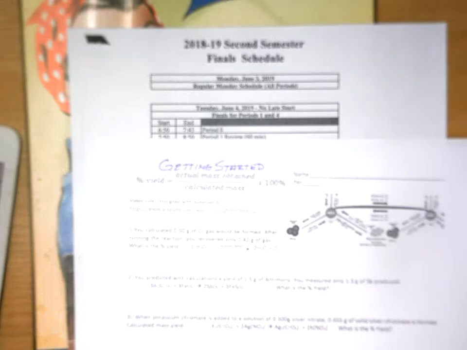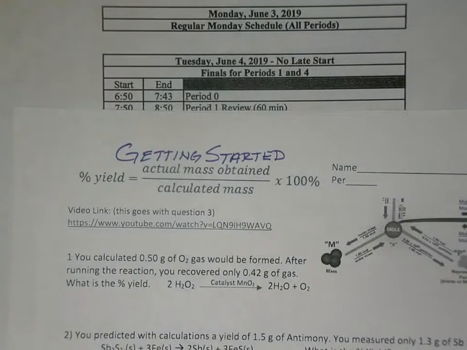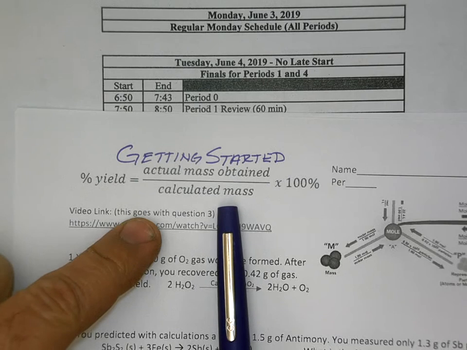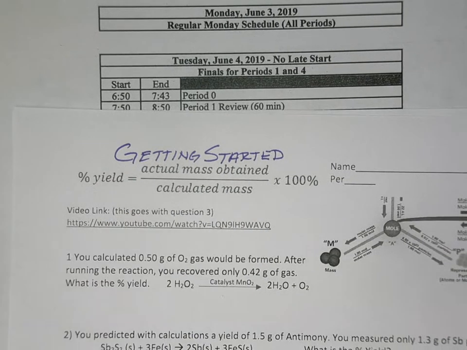So you can see on the page. I'll zoom in a little bit more for the first part. But as you can see, we got the equation. Percent yield is how much you actually obtain from a chemical reaction compared to how much you figured out in theory. Then you got to times that by 100.